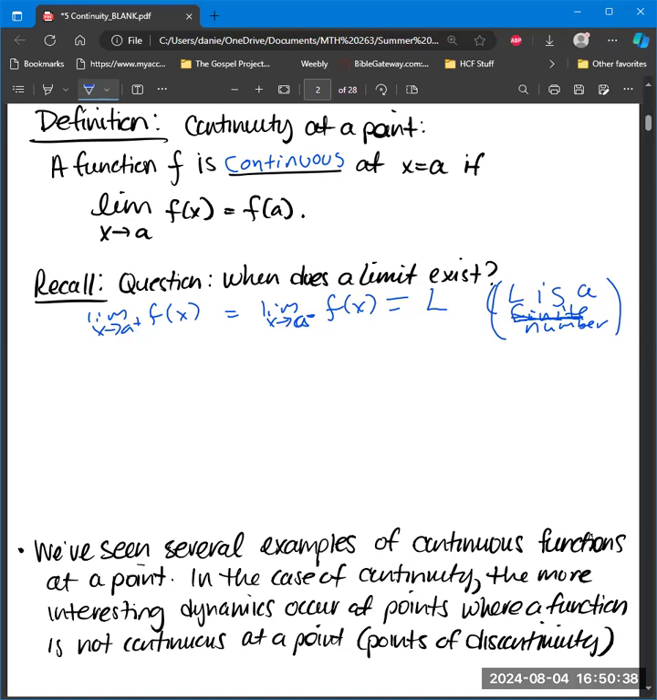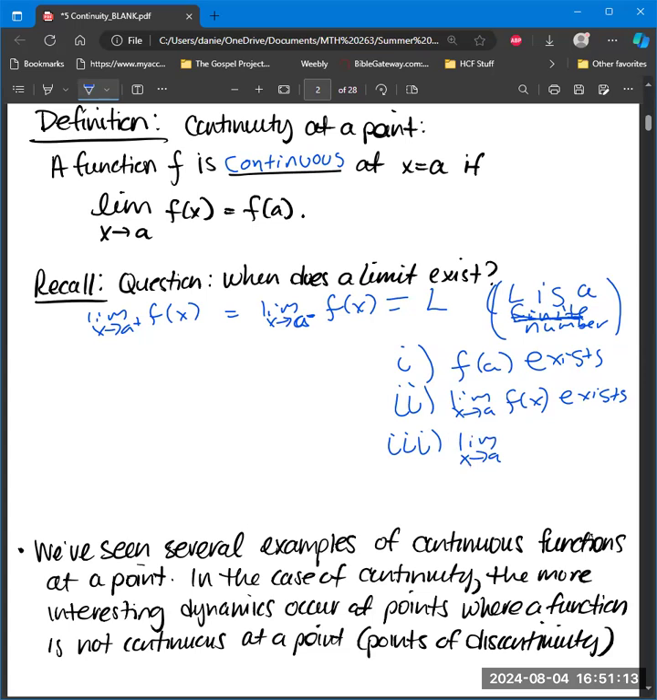So our three-part definition here is going to be part one, and I'm going to use little Roman numerals, f of A exists, and then part two is the limit as x approaches A of f of x exists, and if both of them exist, then part three is the limit as x approaches A of f of x equals f of A.